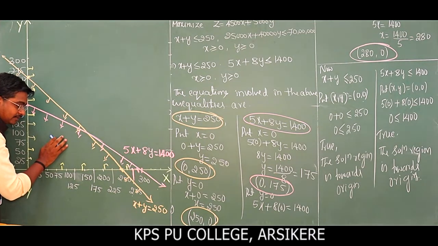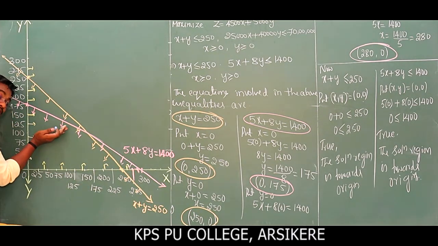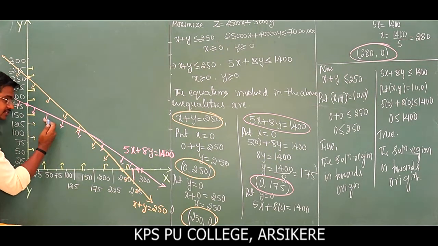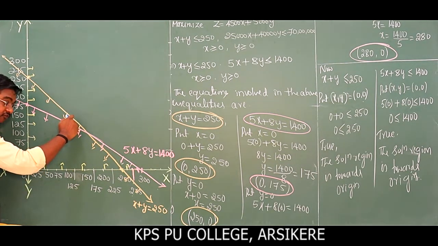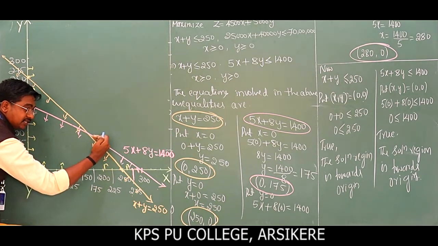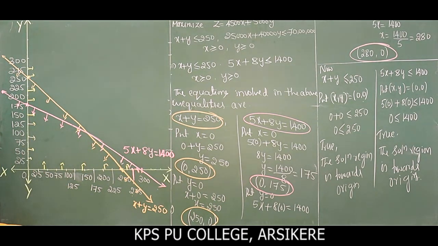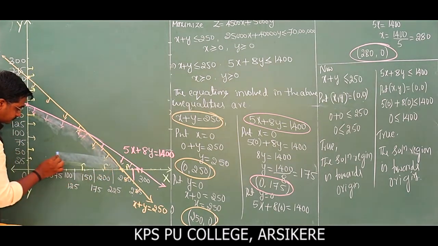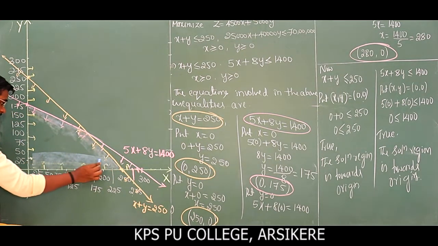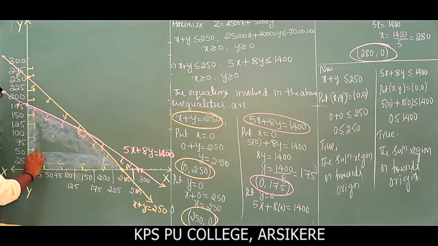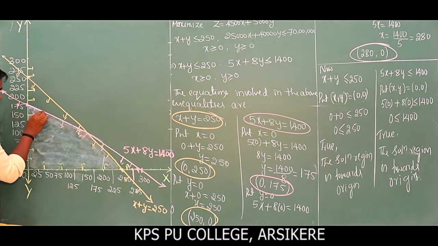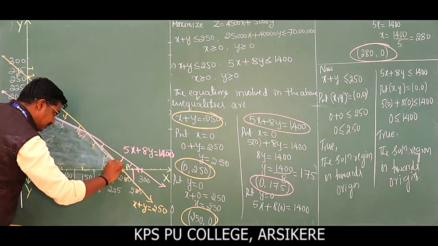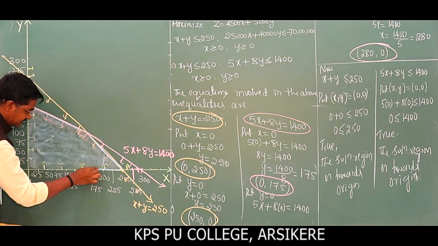If you observe this region, y greater than or equal to 0 is satisfied, x greater than or equal to 0 is satisfied, 5x plus 8y less than or equal to 1400 is satisfied, and the next one, x plus y less than or equal to 250, is also satisfied. So this region is what we call the feasible region. Now shade the region here. This region that we obtained is the feasible region.